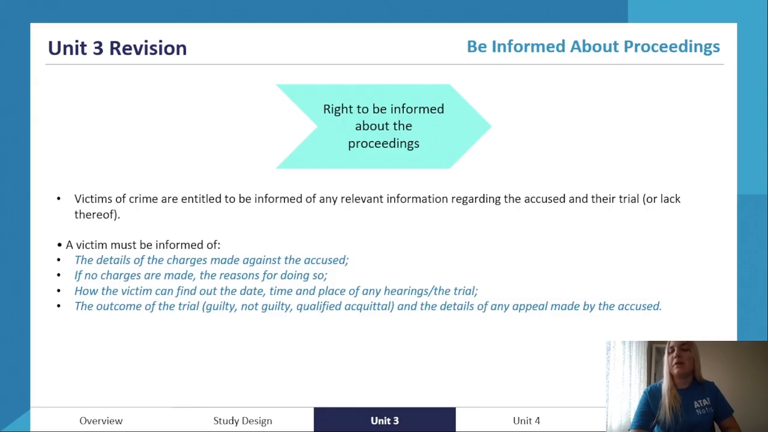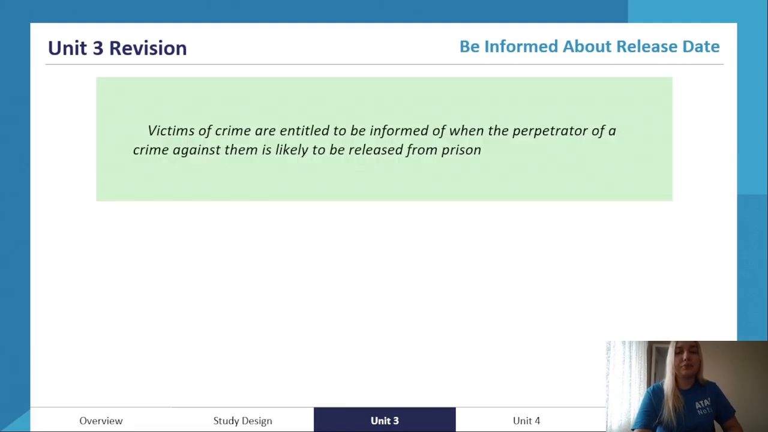And details of any appeal made by the accused. They would know if the accused initiated an appeal even before it was decided if the appeal had grounds and a retrial would happen or not.